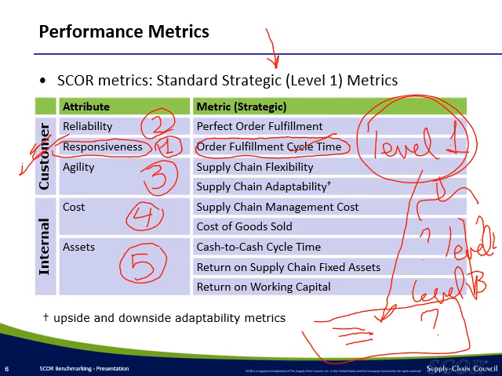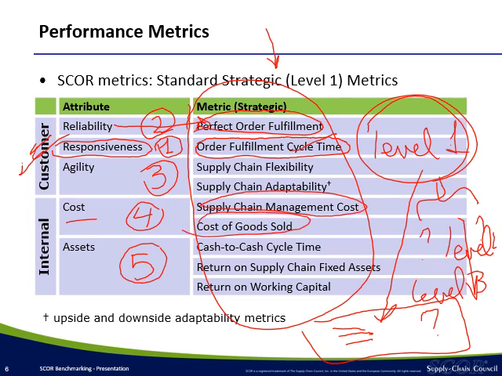So, as an idea so far, if you want to just measure the performance and you want to know whether you're okay or not, we measure level one. If you want to be better than the others, you measure level two. If you want to be super, we need to measure level three. We'll get back to this later. But so far, here is the definition of level one. If you want to measure the reliability, you need to measure what's called perfect order fulfillment. If you want to measure the cost, you need to measure supply chain management cost and cost of goods sold. So this is level one.